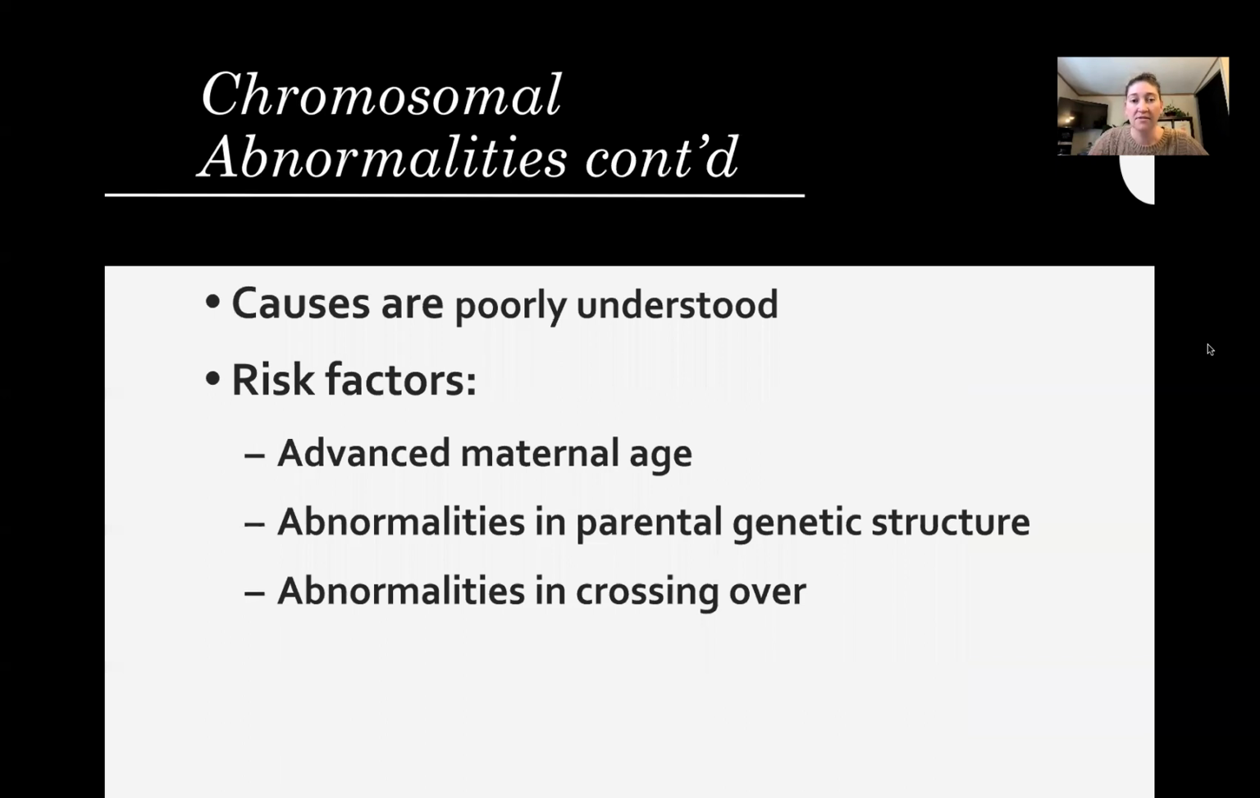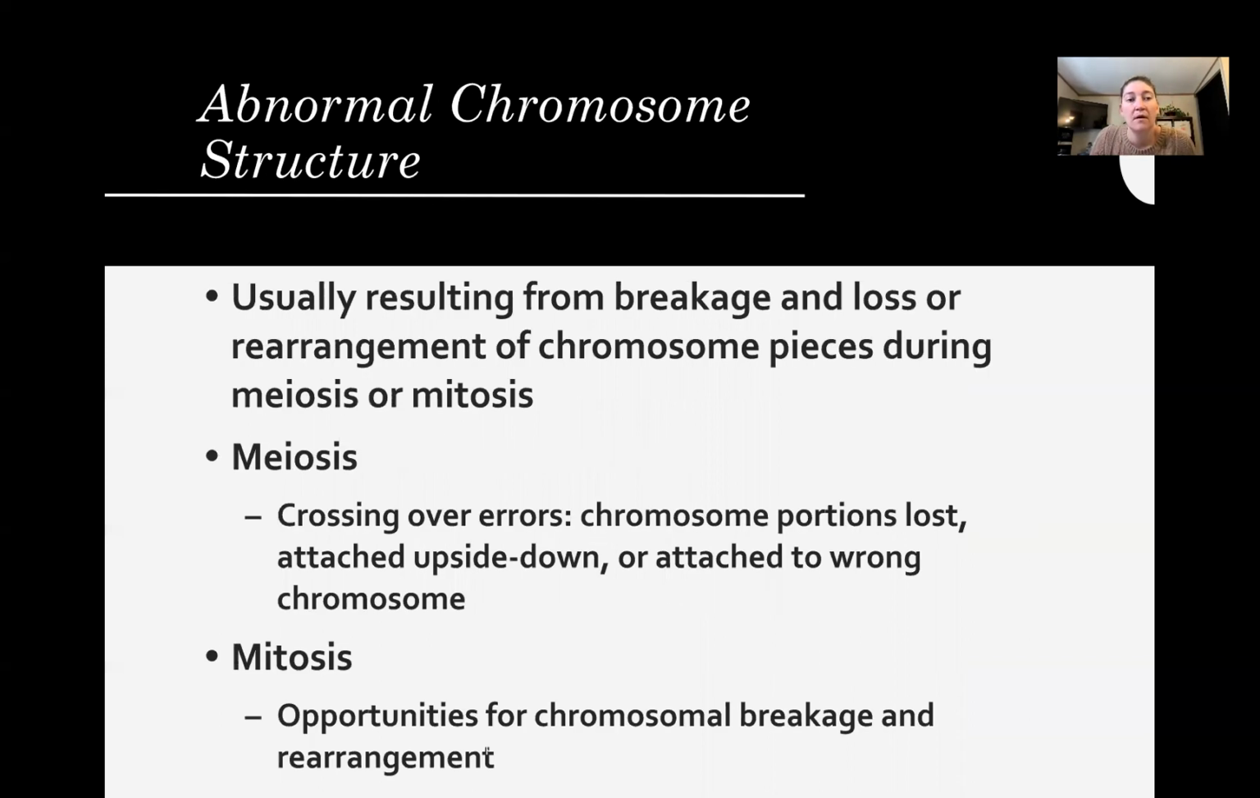All right, so the causes of all of this happening are poorly understood, but we have identified some risk factors. Advanced maternal age can lead to some of these chromosomal abnormalities, abnormalities in parental genetic structure, and abnormalities in crossing over. All right, so this is usually resulting from breakage or loss or rearrangement of chromosomal pieces during meiosis or mitosis, as we just saw. Meiosis, this is where we have the crossing over error. So chromosome portions are lost, attached upside down, or attached to the wrong chromosome. And in mitosis, opportunities for chromosomal breakage and rearrangement.